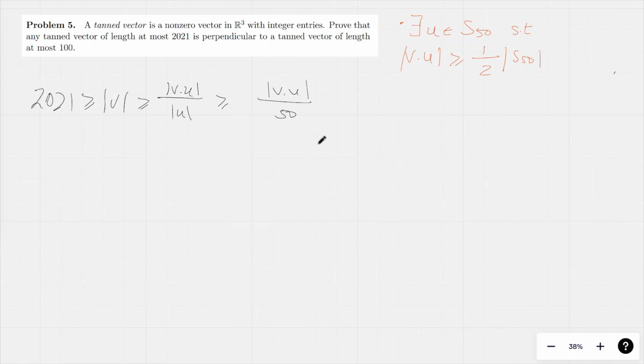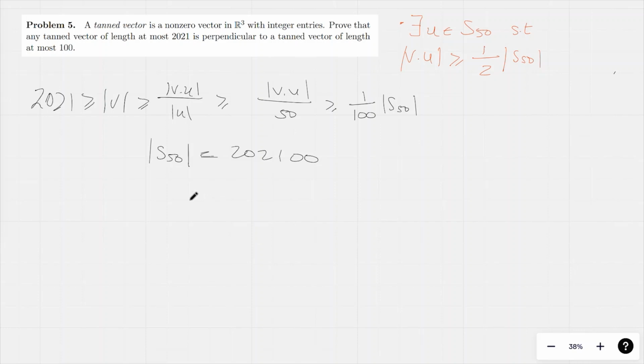And now v dotted with u we know is bigger than or equal to a half the size of S50. So this is going to be bigger than or equal to 1 over 100 times the size of S50. So if I multiply both sides by 100, I get that the size of S50 is less than or equal to 202100. So what is that? 202,100. So we've proved that S50 must be bounded by this number here, 202,100.